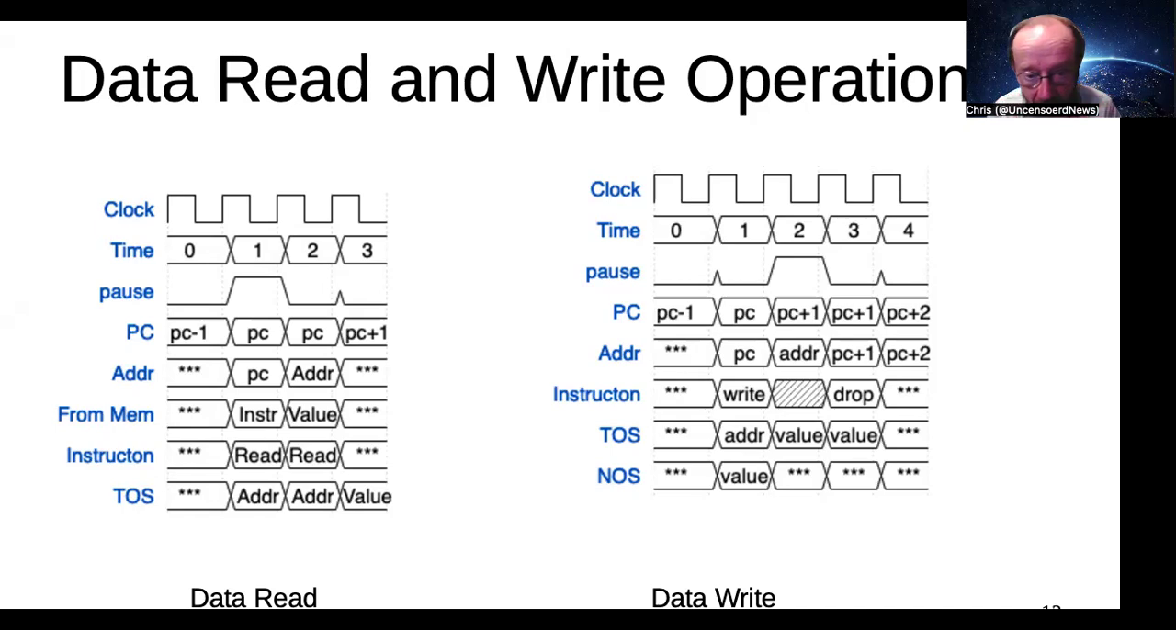you basically pause the instruction updating. And in the next clock cycle, you give the address, look at the edges at the beginning of clock cycle two. You give the memory the address, it comes back with the value. And then at the end of clock cycle two, beginning of clock cycle three, it replaces the top of stack. There's something similar, a little bit more complicated, for data writes.